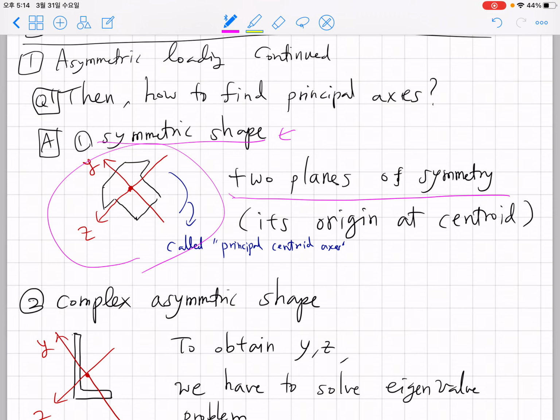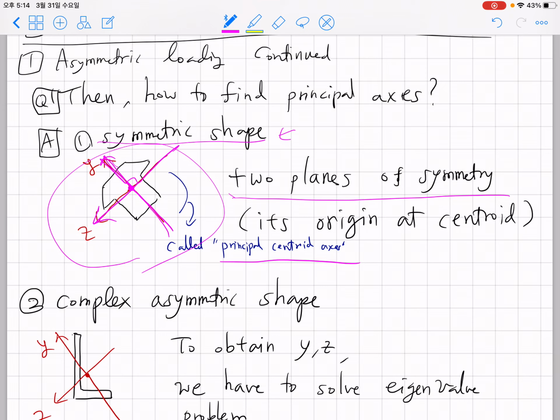Okay, so if you have a quite symmetric shape with two planes of symmetry, what you can do is you first take the centroid position as the origin, and you take one plane of symmetry. Okay, and after you take this one plane of symmetry, you just take another axis, and that is it. Okay, then this will give you the principal axis, and because these axes go through the centroid point, we call them principal centroid axes.